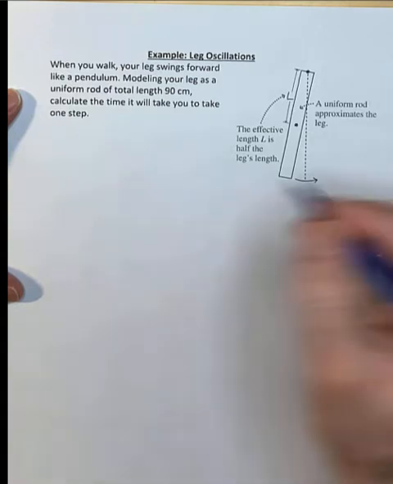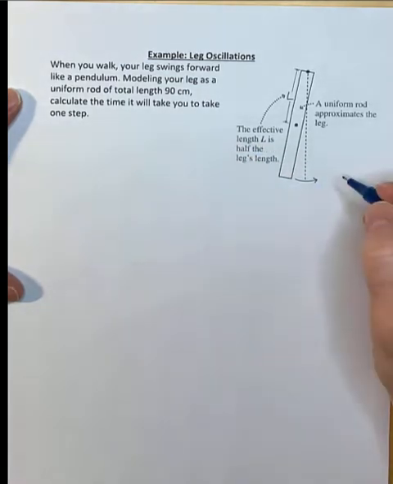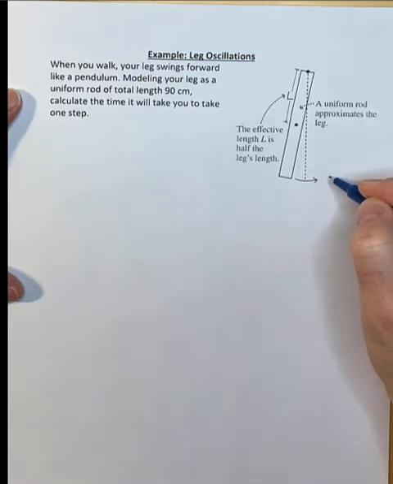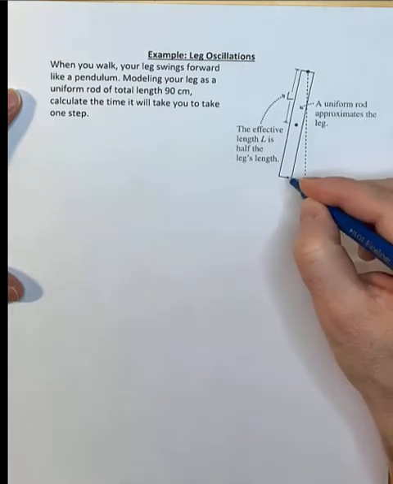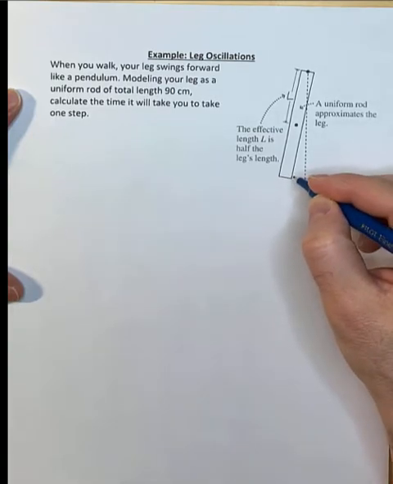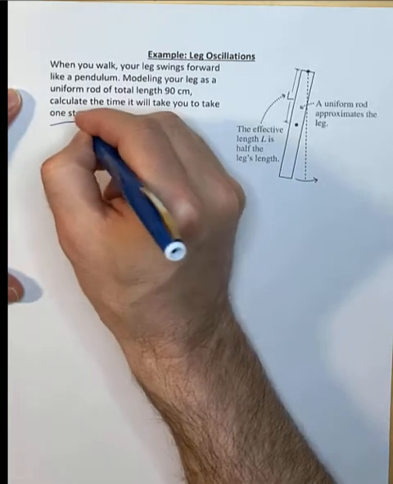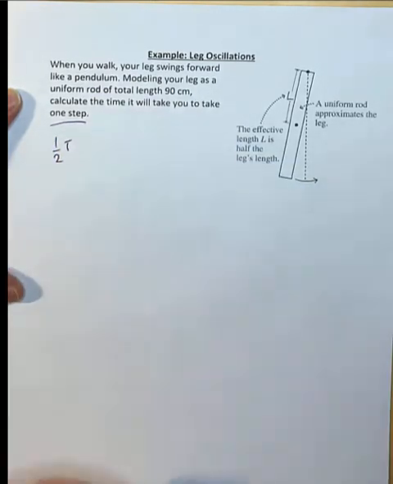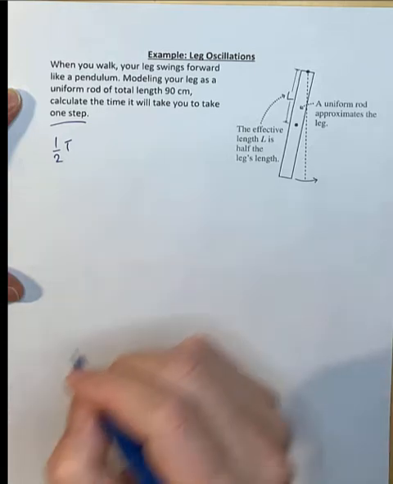So the time it will take you to take one step is going to be the time for your leg to go from the back position to the forward position, which essentially is half the period, right? So one period will be forward and then backward, okay? And so one step is going to be half the period. So that's what we're going to have to calculate, okay?